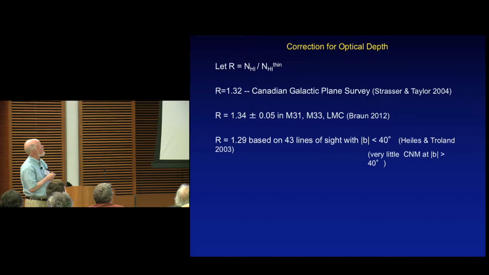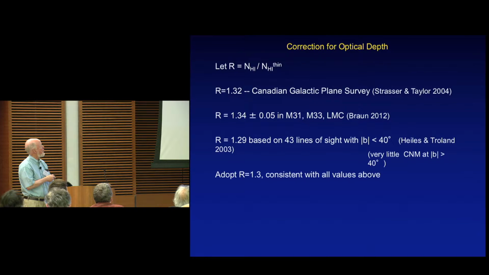I just defined R as the ratio of the total H1 to the optically thin H1. If you look at the Canadian Galactic Plane Survey, which was in the plane of the galaxy, they found 1.32. If you look at other galaxies nearby in the Local Group, Brown found 1.34 plus or minus 0.05. I then looked at the data from Carl and Tom and averaged over all the lines of sight less than 40 degrees. I picked that because there was really hardly any absorption above 40 degrees, and we know that the absorption is in the CNM, and there is no CNM at high latitude. In any case, you get R equals 1.29.